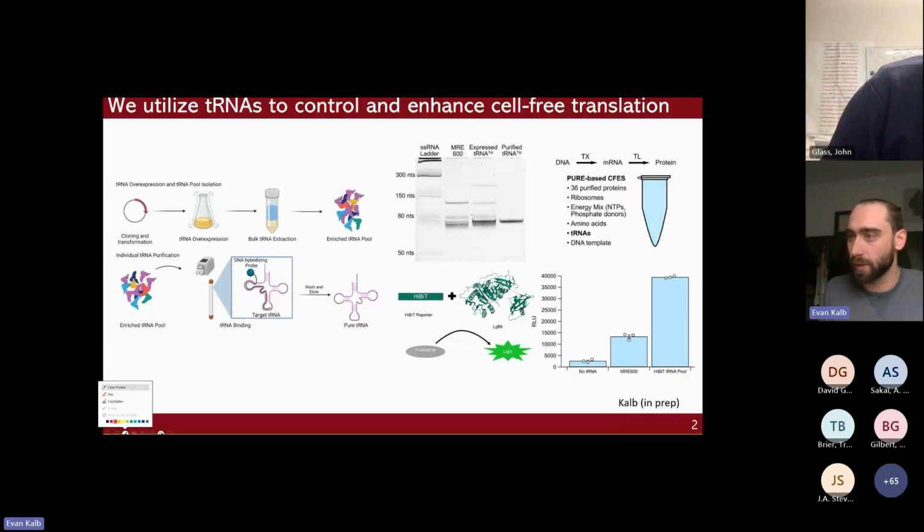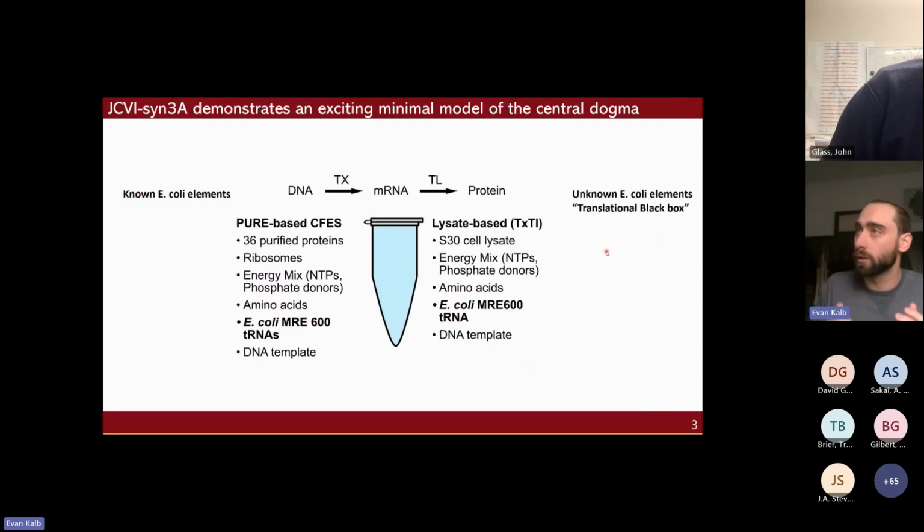My thesis work looks at overexpressing E. coli tRNAs, purifying them out, and building pure, detailed and discrete tRNA pools for enhanced cell-free translation systems. And ultimately, that lent a skill set that was useful for Andre's project, which is using JCVI Syn3A as an exciting minimal model of the central dogma. A reduced genome offers an enticing look at what is required for not just a central dogma, but a self-replicating central dogma.